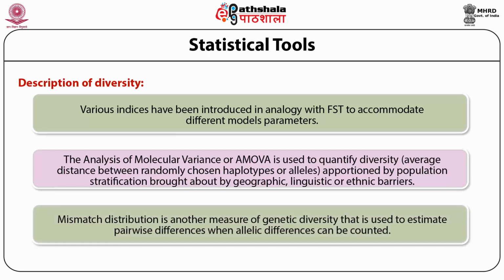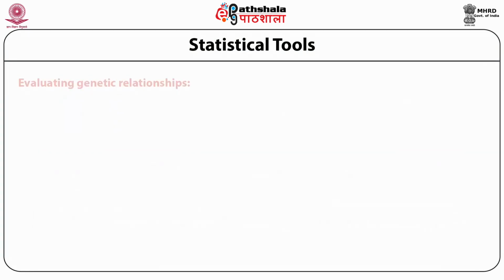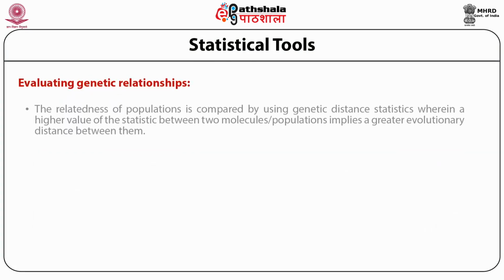Mismatch distribution is another measure of genetic diversity that is used to estimate pairwise differences when allelic differences can be counted. Then, evaluating genetic relationship. The relatedness of populations is compared by using genetic distance statistics, wherein a higher value of the statistic between the two molecules or populations implies a greater evolutionary distance between them.